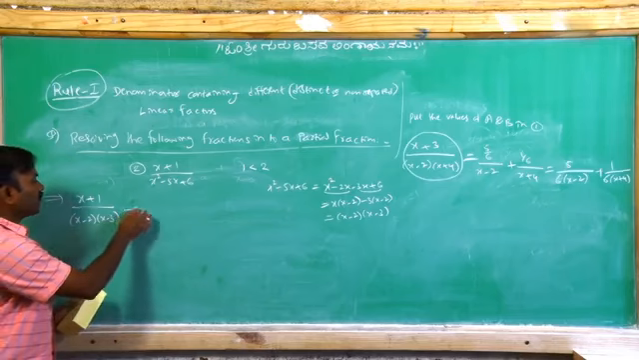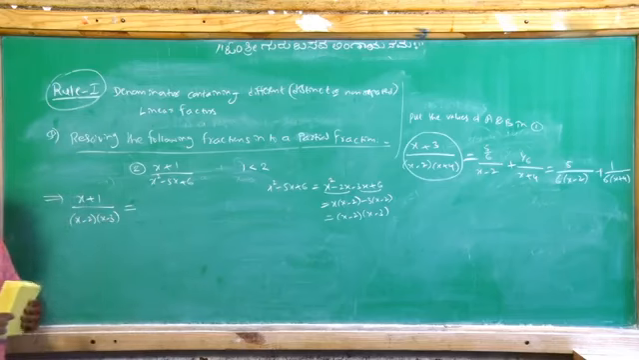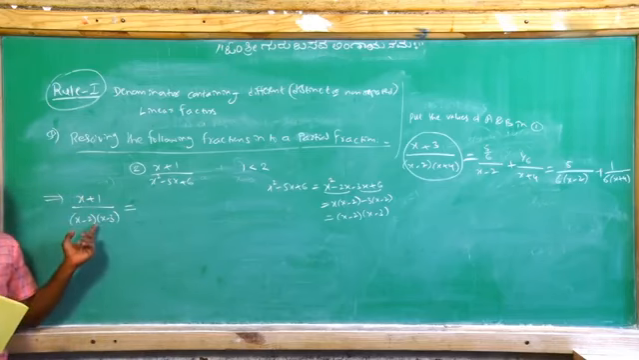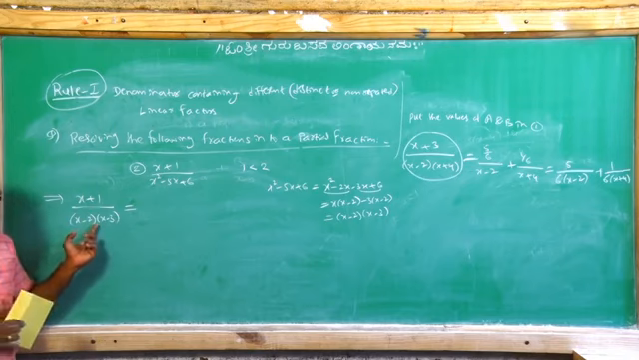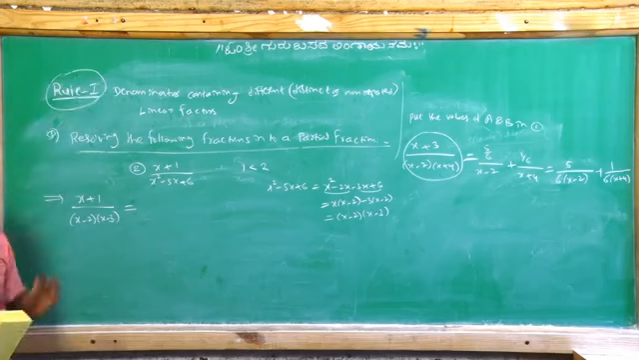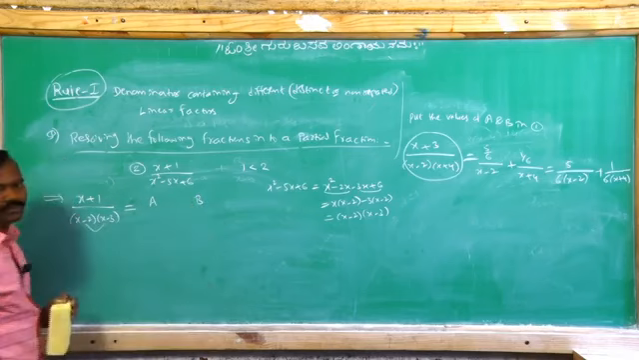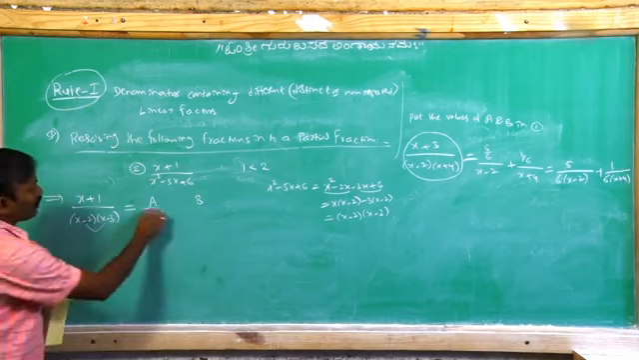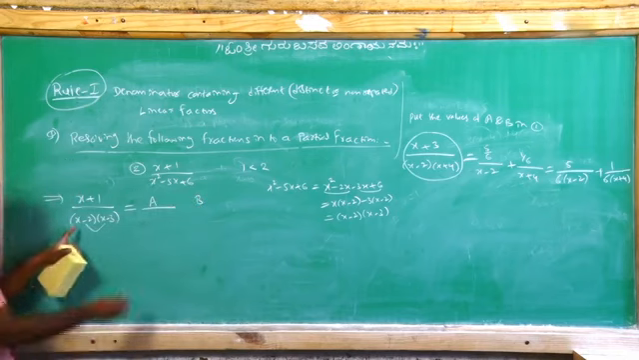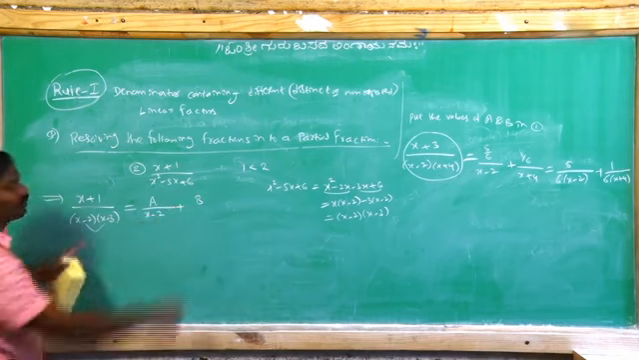So this fraction is a proper fraction, and in the denominator there are two different linear factors. Then we can use rule 1. By rule 1, for a total of 2 different linear factors, let's take 2 different constants a and b. Take a as the first constant over the first linear factor, x minus 2.